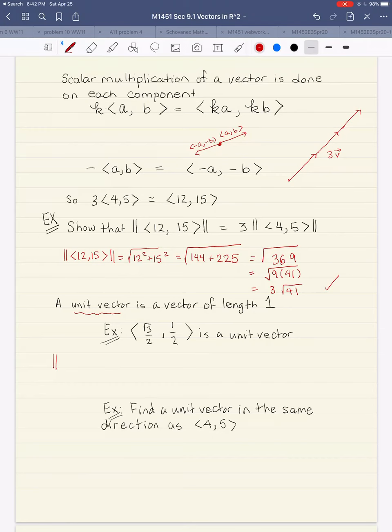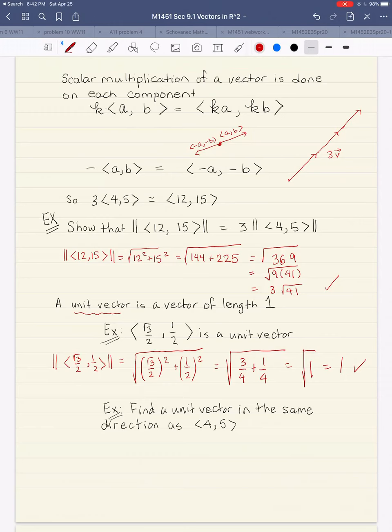A unit vector is said to be a vector of length 1. So here's an example of a unit vector, and I'll show you that it's a unit vector by computing its norm. But you probably know that it's a length 1 because you've seen this ordered pair in trigonometry. Square root of 3 over 2 squared plus 1/2 squared, and then we take the square root of it. So that gives us the square root of 3/4 plus 1/4. That's the square root of 1, which is indeed 1.